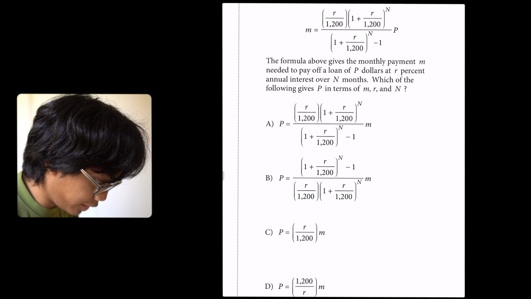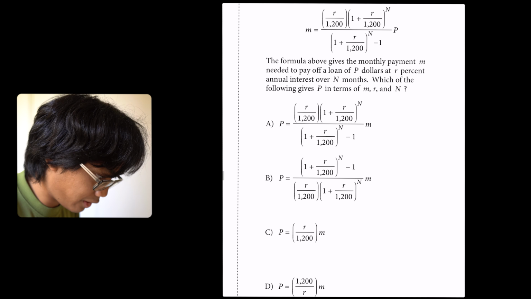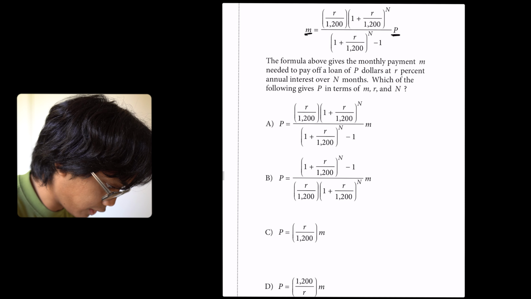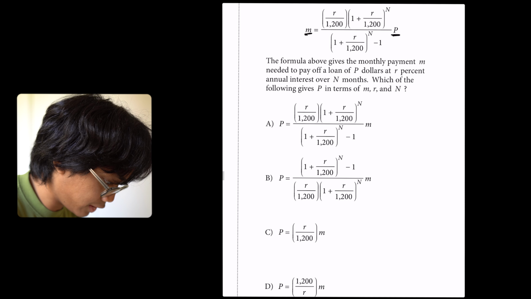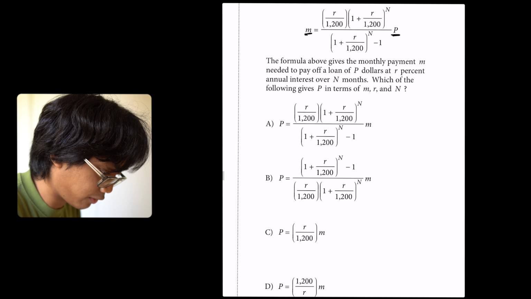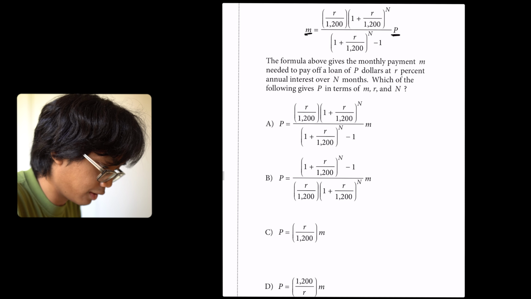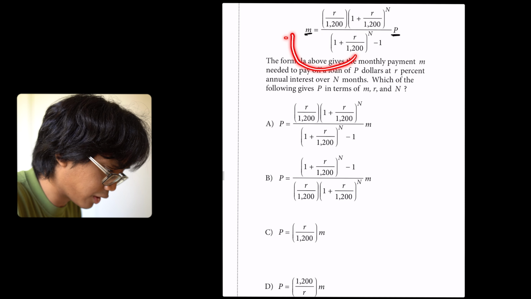Which of the following gives P in terms of M, R, and N? All right, so we have our P here and our M here. Basically we would just want to rearrange everything so that the P is by itself. So what we can do is take this term, and since it's in the denominator on this side, we can multiply to bring it over to this side.